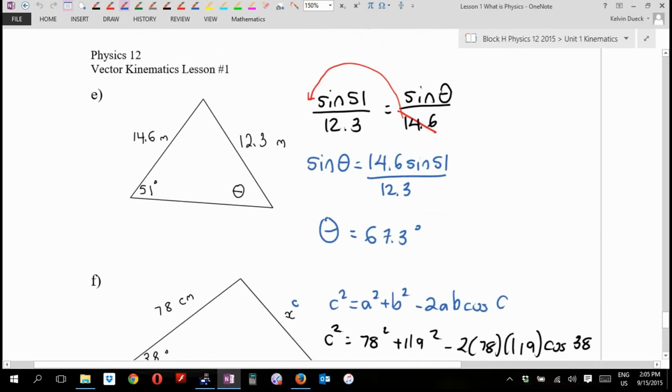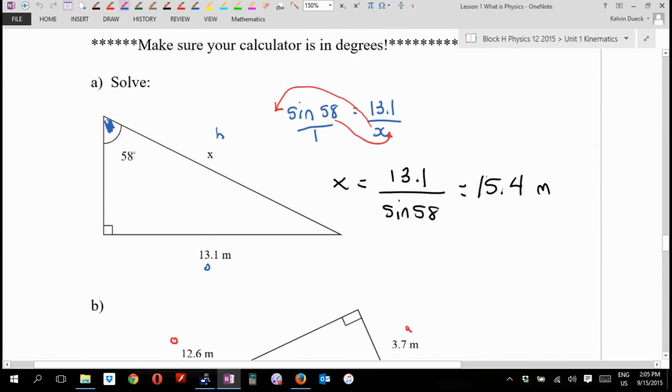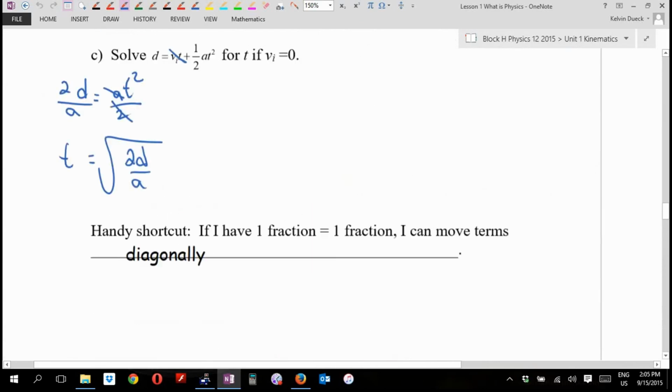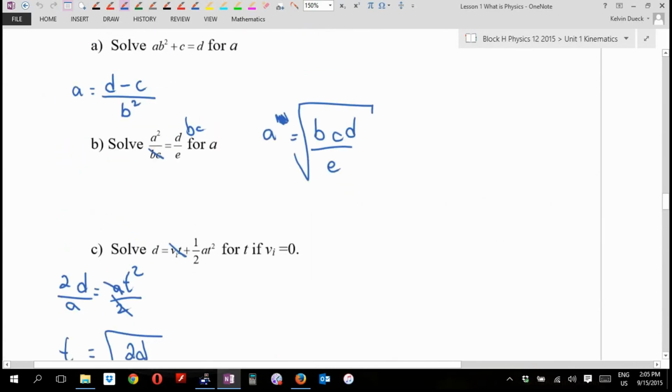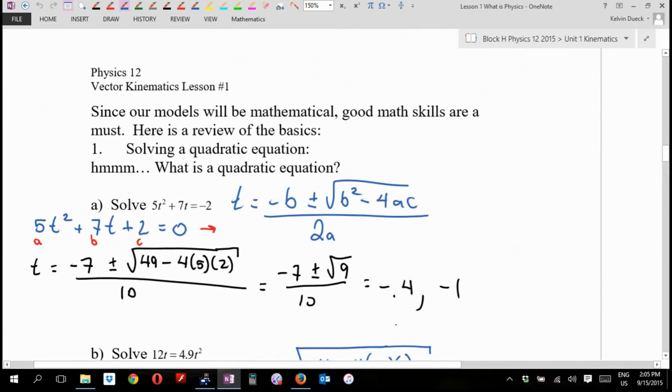The sine law. Sohcahtoa. Formula manipulation. Getting tricky with it and getting quadratic.